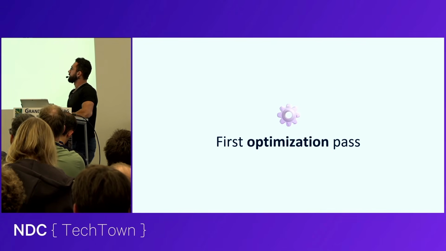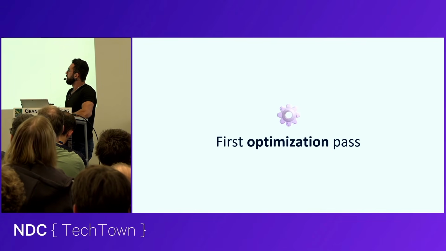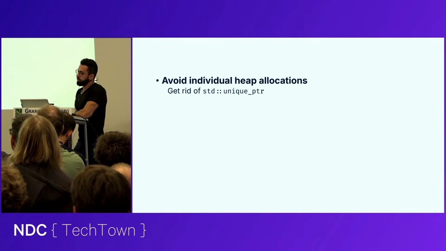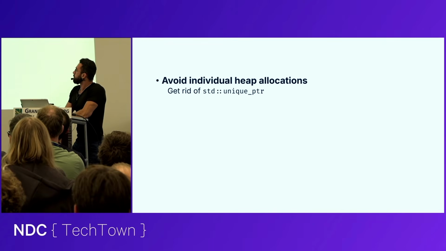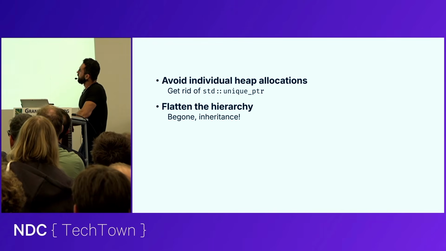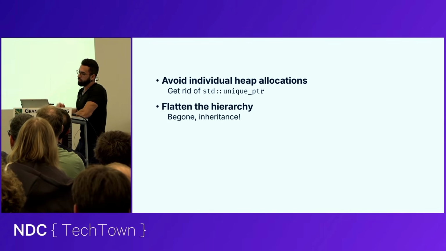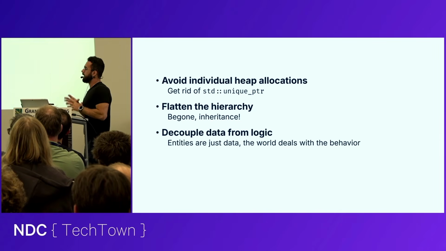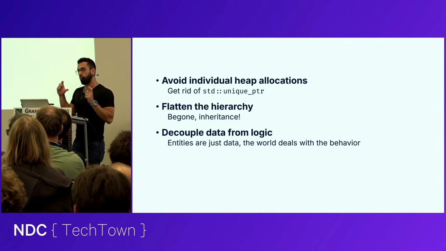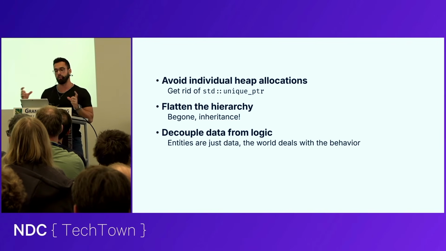So let's start doing this. Let's start optimizing your code according to these principles. We're going to do a few things for our first optimization pass. First of all, we're going to get rid of heap allocations. That was probably the biggest source of overhead. We're going to flatten the hierarchy, no more inheritance whatsoever. We're going to decouple the data from logic so that the entities are just the data and the world is the one responsible for dealing with the behavior.